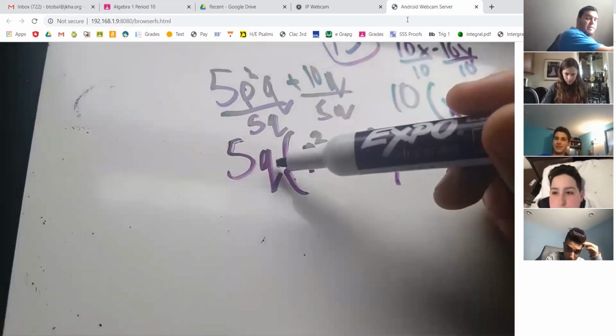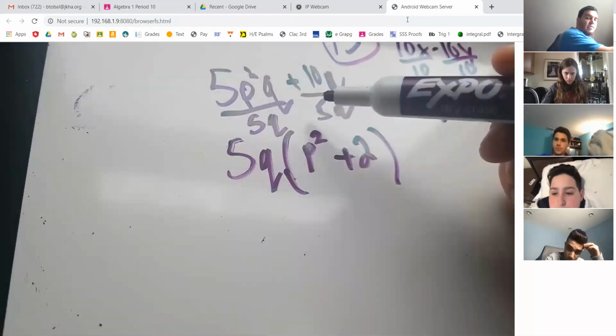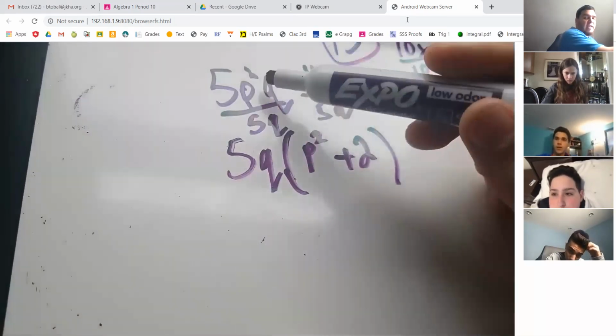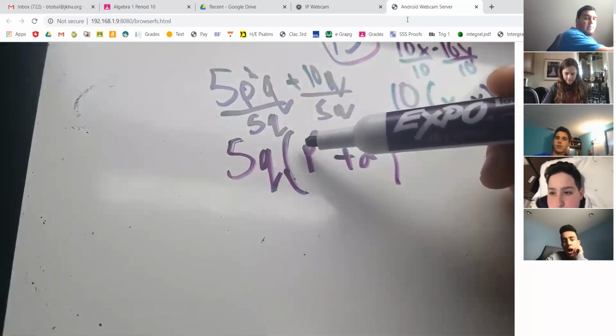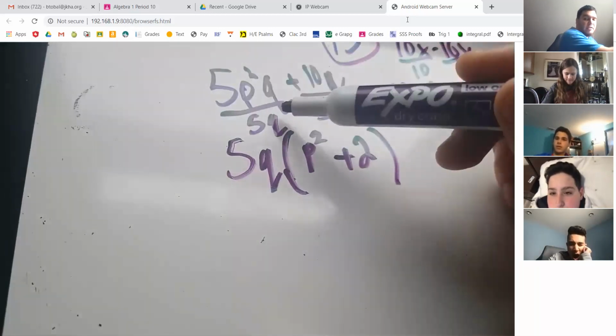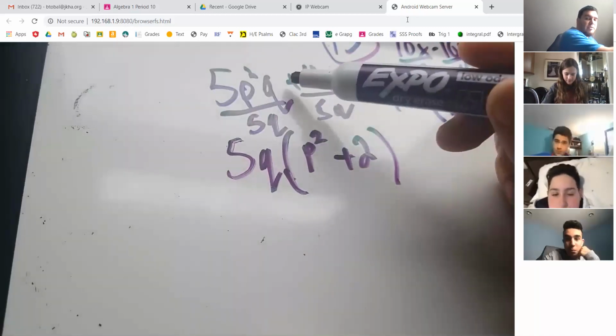5q, what's in common? Then after I decide what's in common, I'm taking out what's in common. So when I take it out, that means divide it out. So 5 divided by 5 disappears. P squared divided by nothing, because there's no p down here, it's just p squared. And a q divided by q cancel out perfectly.